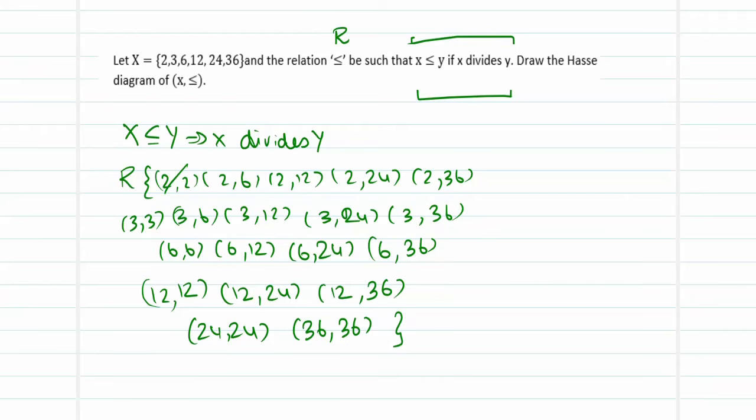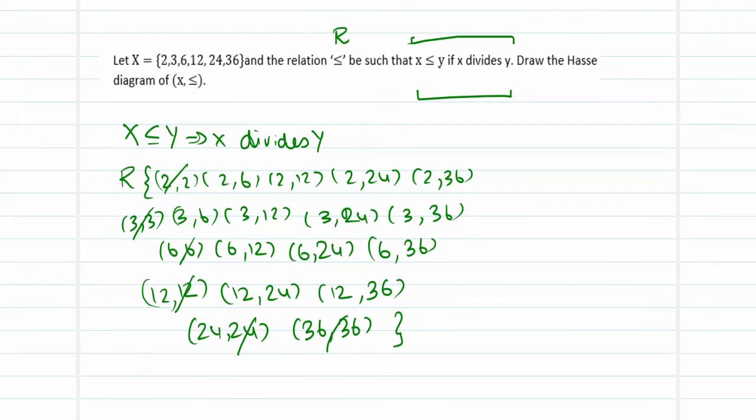From the relation, step 1, remove all your loops. Step 2, remove the lines of transitivity. And step 3, make sure that the flow is from bottom to top so that your arrows are removed.